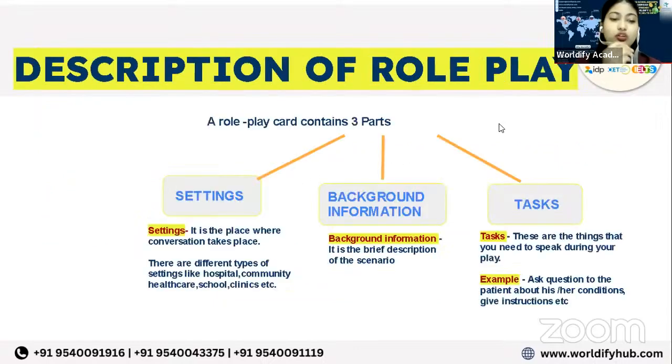As I told you all, there will be 3 parts: settings in the role play card. It is the place where conversation takes place. There are different types of settings like hospital, community healthcare, school, clinics, etc. Background information is the brief description of the scenario. In the scenario, you have to understand what is given there, what is the situation given to you.